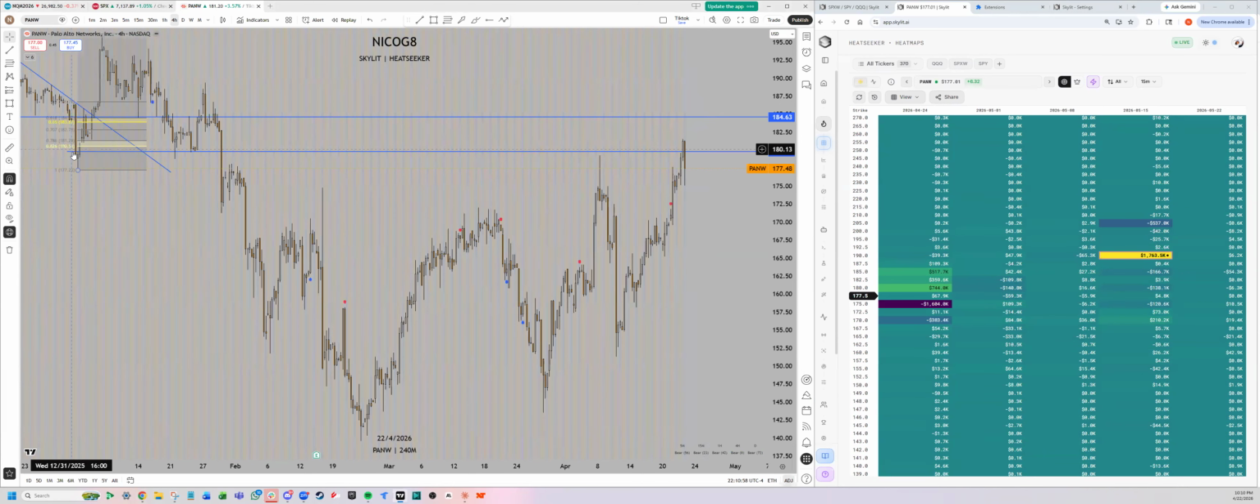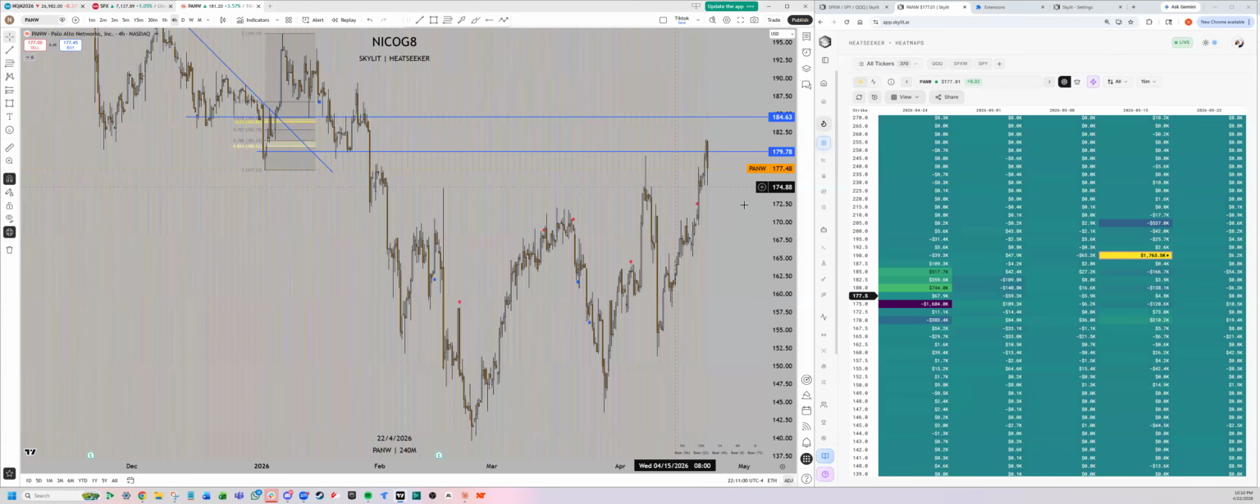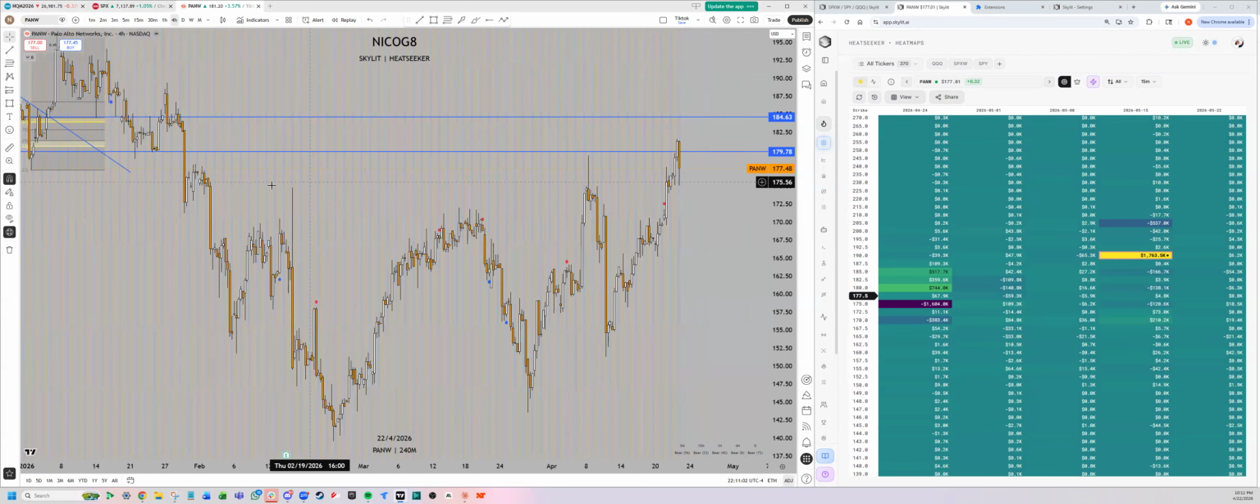Yeah, it kind of rejected this level here, but it looks like it may hold this 170. So this 175 actually was a... shoot, that's not what I meant to do. Wait, sorry. This wick from earnings.